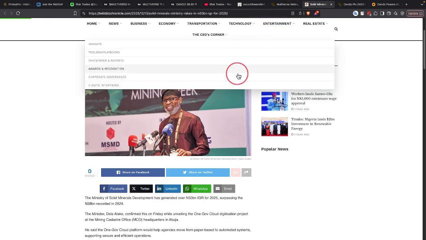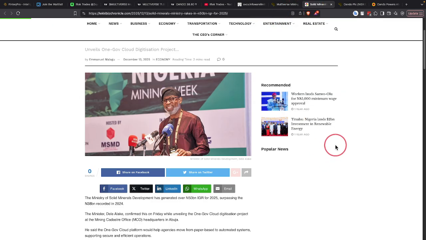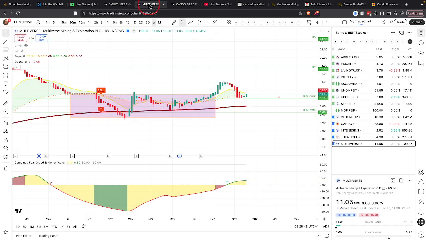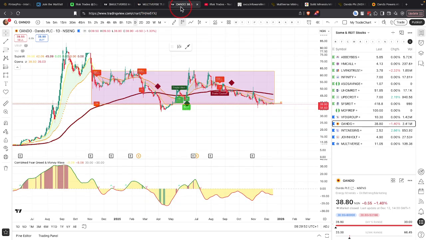It has other fundamental reasons why I'm also interested in Multiverse, and part of it is that we have the minister talking about internally generated revenue for solid minerals, and it is for 2025 at 50 billion naira as opposed to 2024 where it was only 38 billion. So I'm optimistic about Multiverse. All right, so let's move on to the next one.